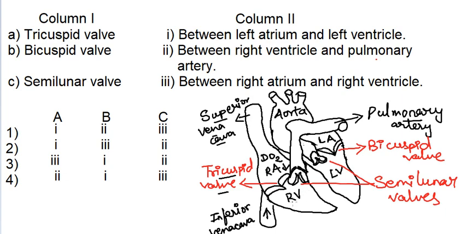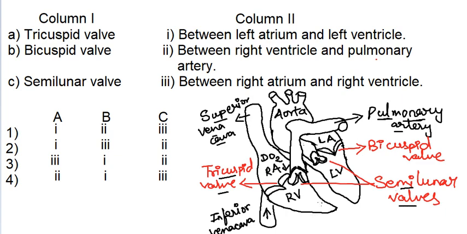Now, when the right ventricle contracts and pumps, the blood moves from the right ventricle to the pulmonary artery, right? Why is it known as pulmonary artery? Because arteries generally carry oxygenated blood, but this is a special artery. This is an exception where it carries deoxygenated blood to the lungs for oxygenation. And the valve present between the right ventricle and pulmonary artery is known as the semilunar valve.